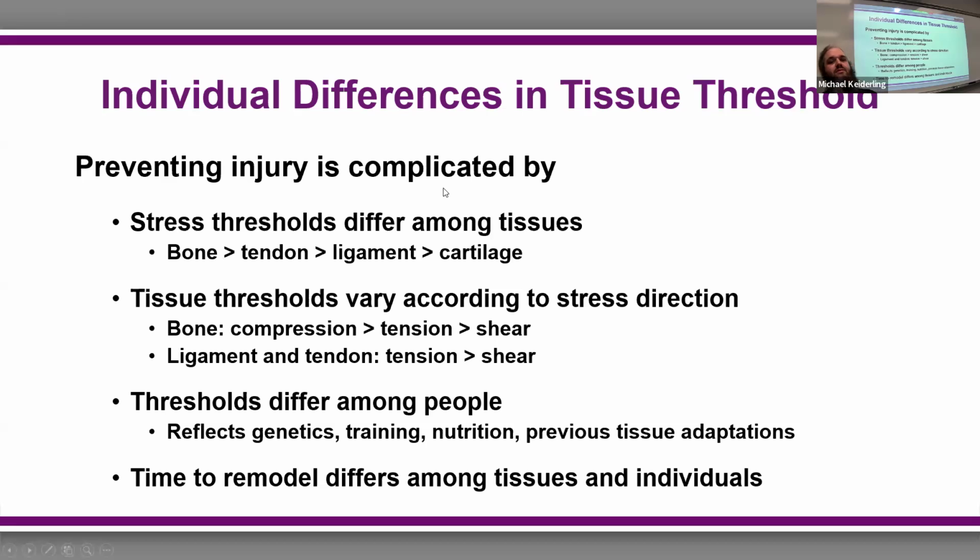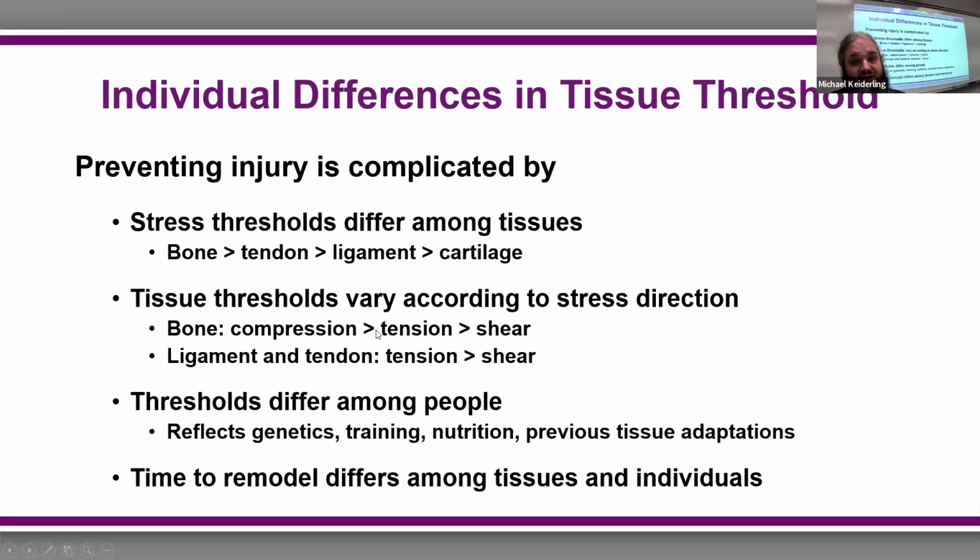And then individuals have differences in their tissue threshold. Preventing injury can be complicated by the fact that stress thresholds differ among different tissues. Bone has a higher threshold than tendon, which has a higher threshold than ligament, which has a higher threshold than cartilage. And the tissue thresholds vary according to the direction of the stress.